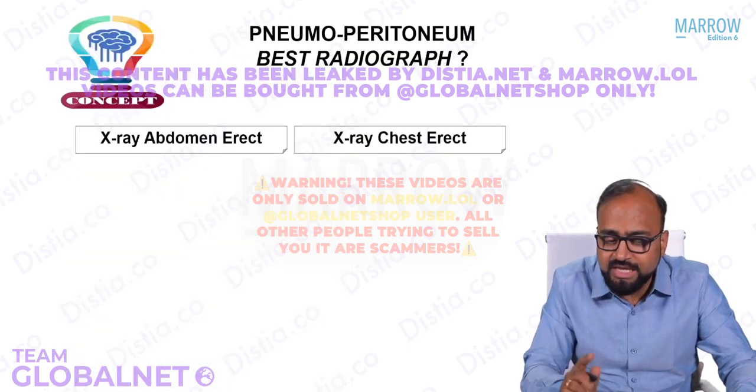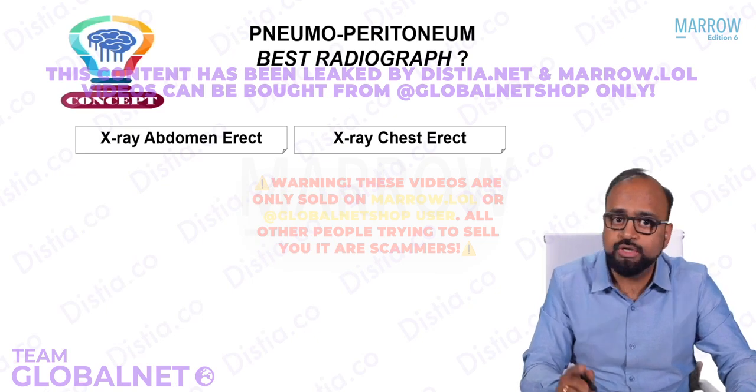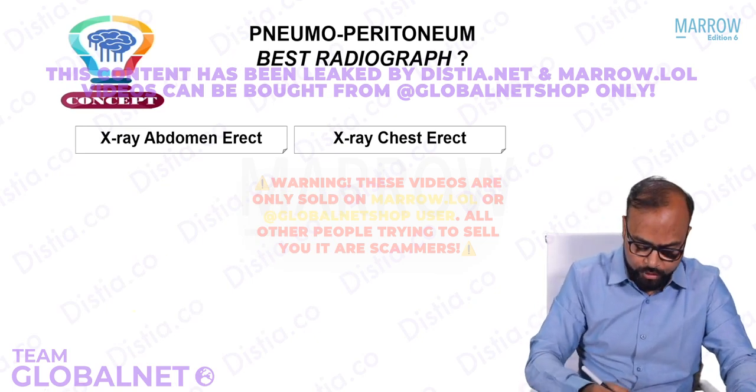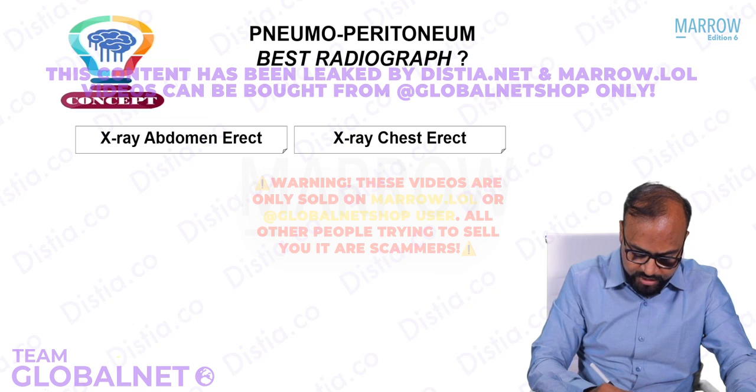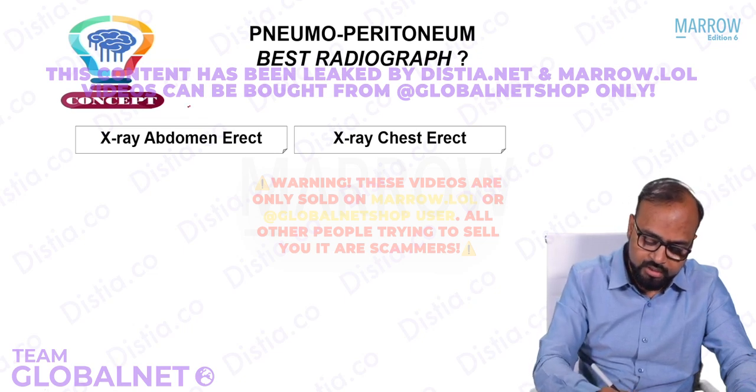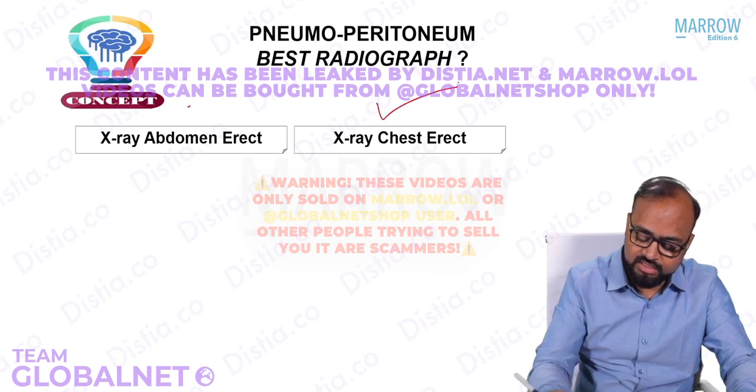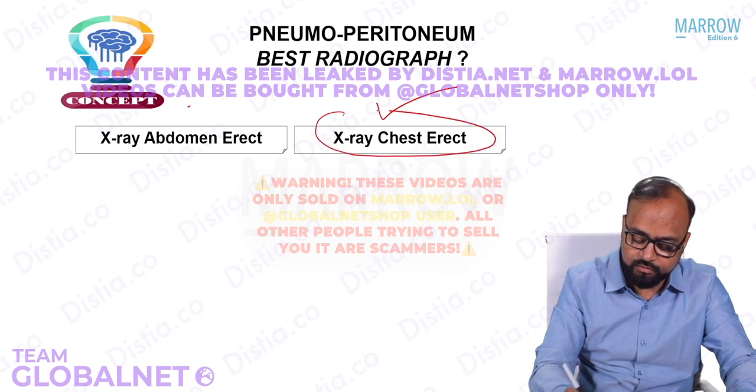So what is the best radiograph to detect minimal pneumoperitoneum? The best radiograph to detect minimal pneumoperitoneum, remember, is an x-ray chest erect radiograph.